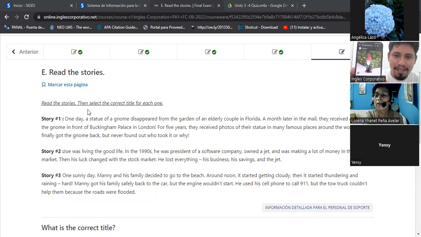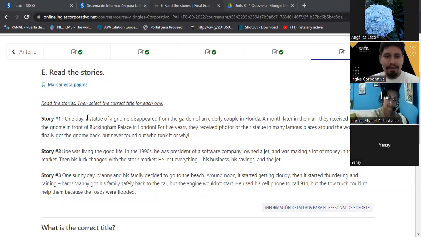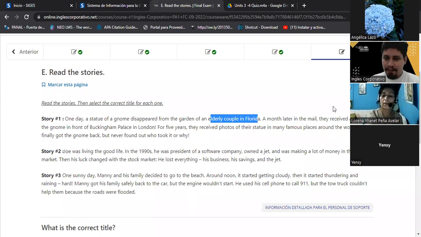Yes, okay, that's a gun, like a gnome. Yes, that's like that. This is a garden gnome. So just take a look at this story. It says that one day a gnome disappeared from the garden of an elderly couple in Florida. A month later, in the mail, they received a photo of the gnome in front of Buckingham Palace.